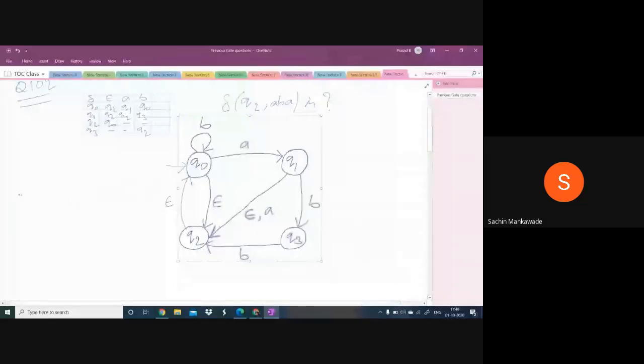Now, if the machine starts at Q2, if the input string is ABA, after scanning this entire input string, what are the states the machine can finally reach? Here, the first symbol is A and the state is Q2. Q2 has not defined for A. So what will happen here?